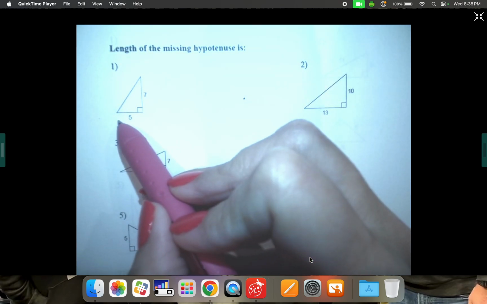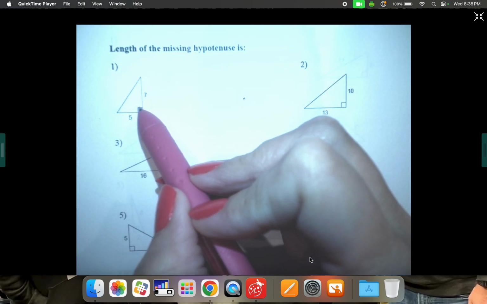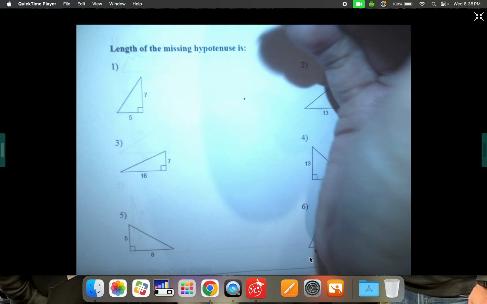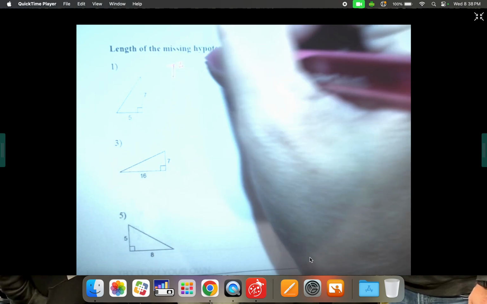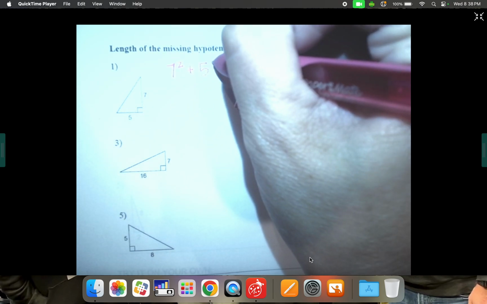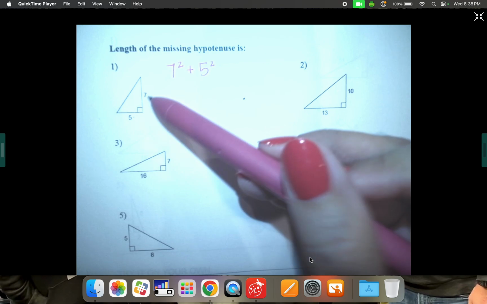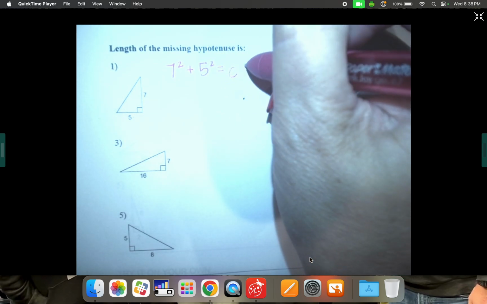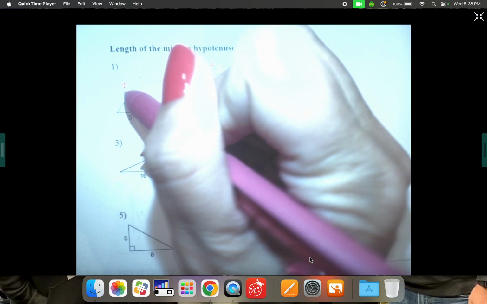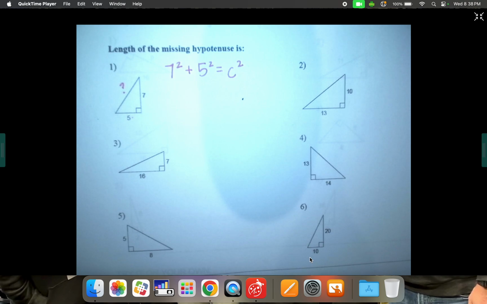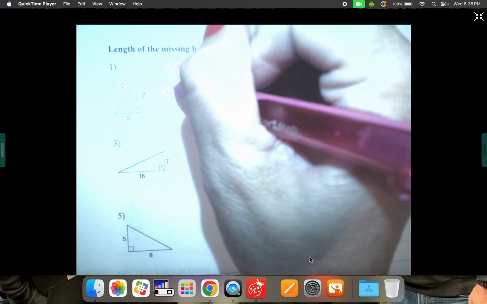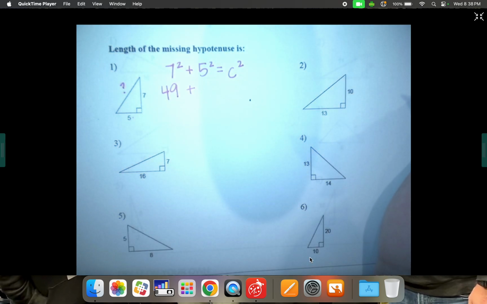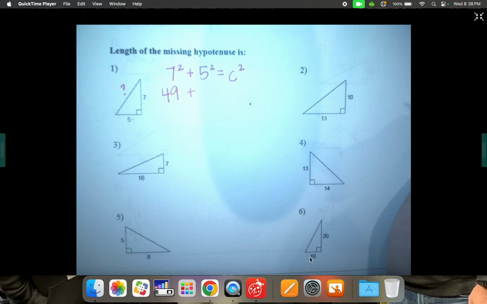Okay, let's just jump right into it because I said this would be quick. These are the two legs because they make up the right angle. So you're going to make 7 one of your A or B, and 5 the other one, because those are the A and the B. And you want to find out what this side is, the hypotenuse side, which is C. So 7 squared, you should be able to know that in your head. It's 49.